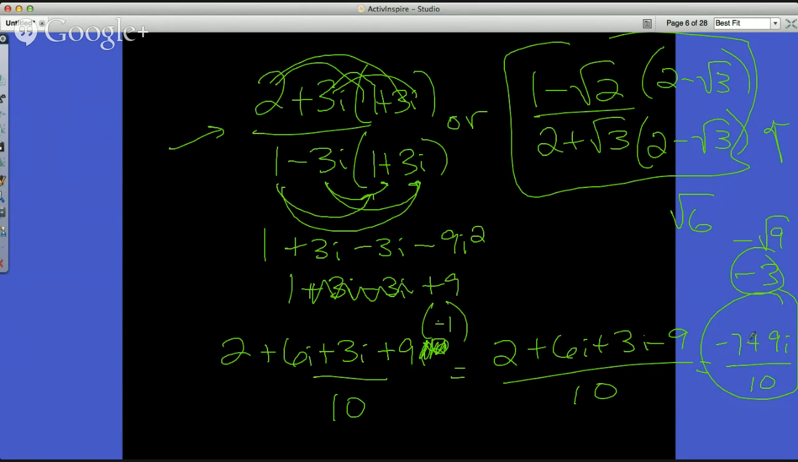Now also something over here that you'll need to be aware of. What if I had this as my answer? It's not, but let's just say it was: 2 plus 6i all over 8. What can I divide all 3 of these by? 2. Good. So you have 1 plus 3i all over 4.